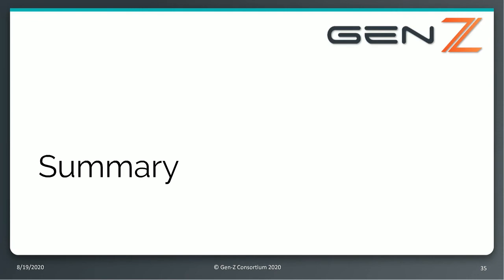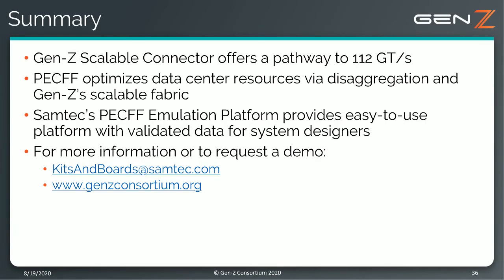So just want to have a brief summary before we jump into the Q&A. A couple of the key points we would ask the audience to take away. Samtec has shown, as well as the Gen-Z Consortium has shown, that the Gen-Z Scalable Connector defined by SFF-TA-1002 offers a pathway to 112 gigabit transfer per second performance with PAM4. We talked earlier also about how, and showed how, PECFF provides benefits and optimizes data center resources via disaggregation and the flexibility and scalability of the Gen-Z fabric.